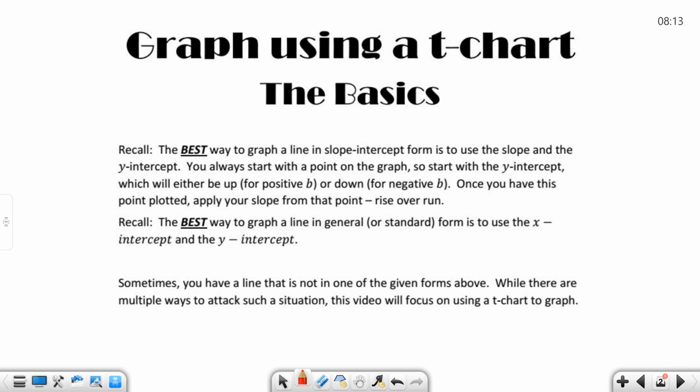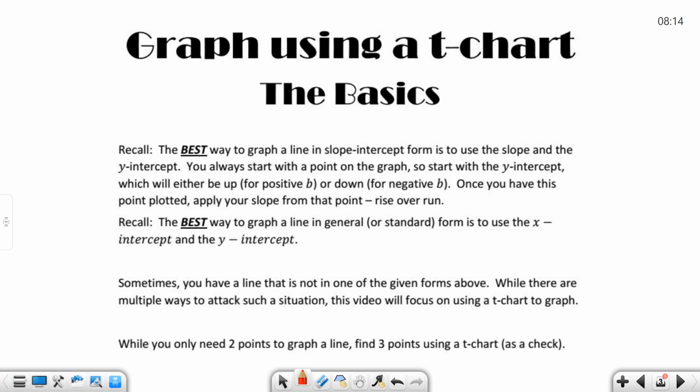Sometimes, however, you have a line that is not in one of the given forms above, meaning it's not standard form or general form or slope-intercept form. While there are multiple ways to attack such a situation, this video will focus on using a T-chart to graph. And quite frankly, a T-chart is something that will always work. You could always do a T-chart if you wanted to, okay?